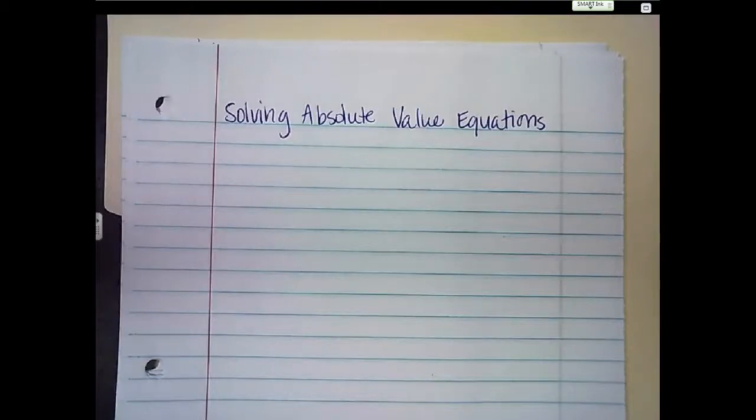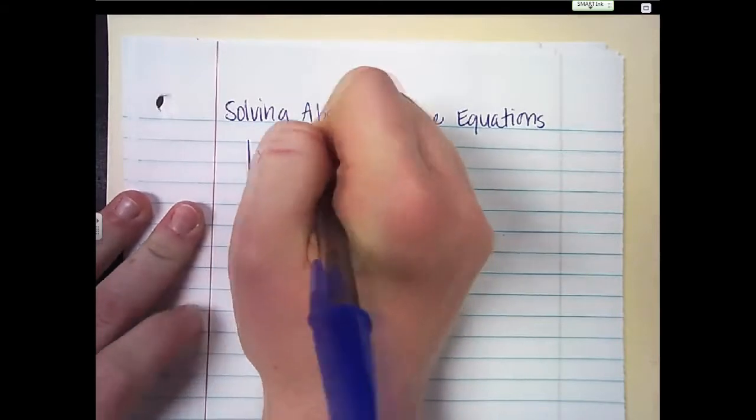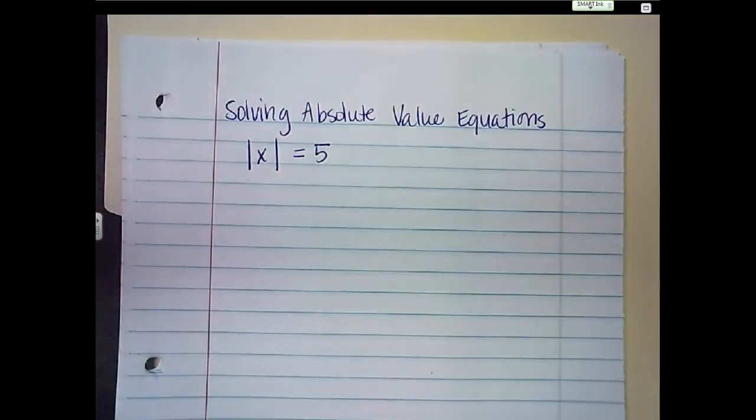Okay, solving absolute value equations. So if we look at just something basic, like absolute value of x equals 5, what does absolute value even mean? Positive, yes. Why is it positive though? Does anyone know the actual definition?